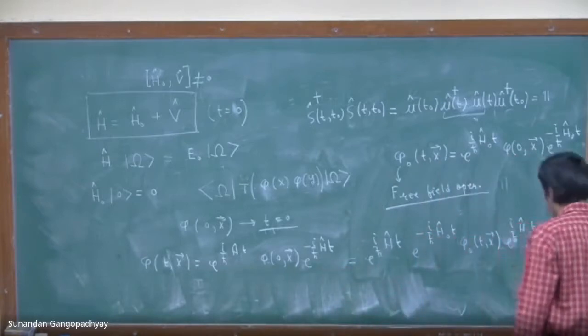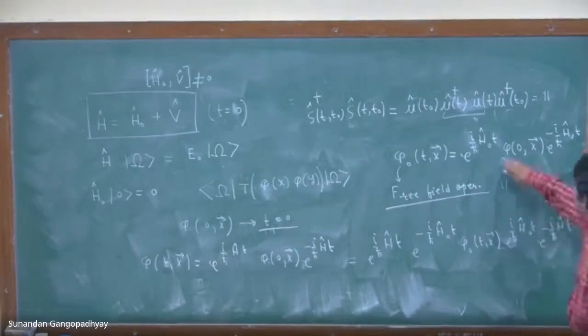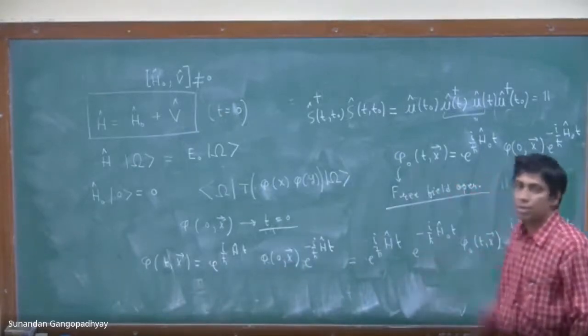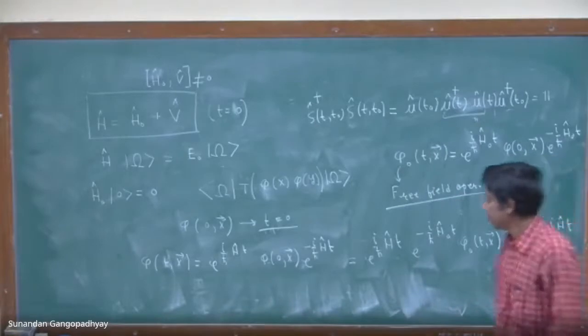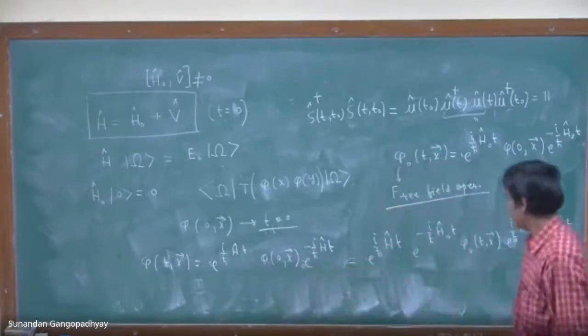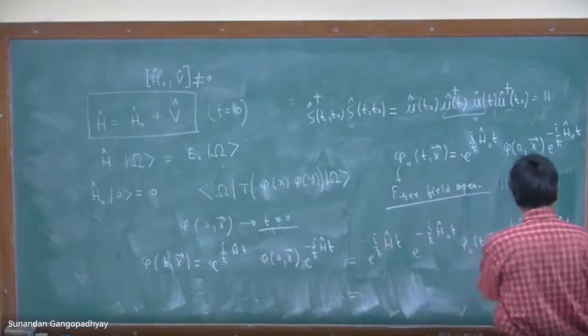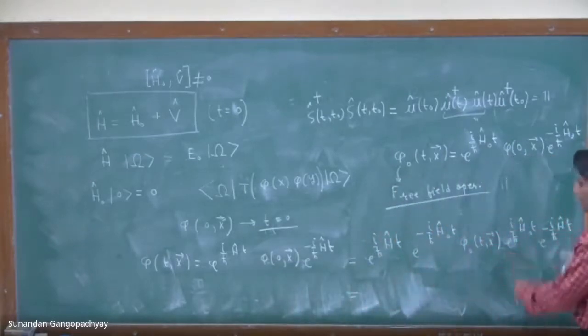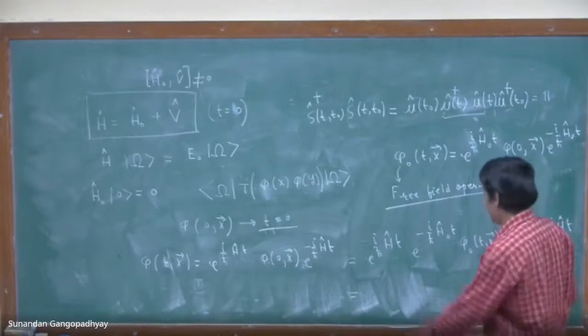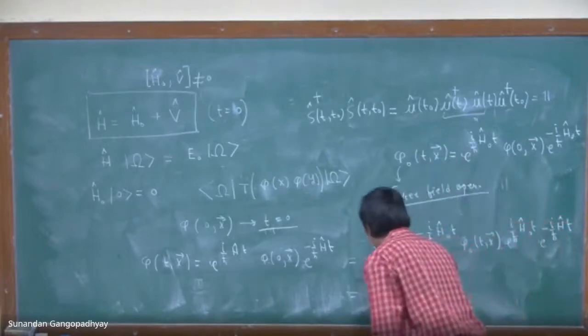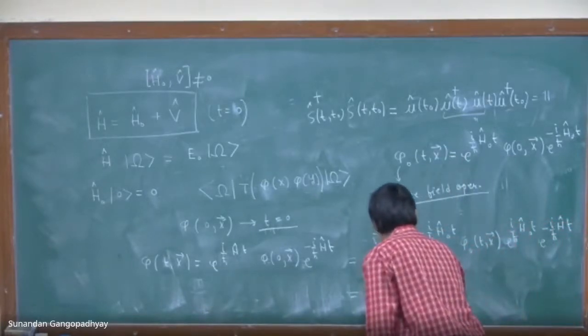Right? So I have just replaced phi 0 x in terms of phi naught t x here, and we get this expression. But what is this equal to? What is this operator? This operator is nothing but u hat t. And what is this operator? This operator is nothing but u hat dagger t.